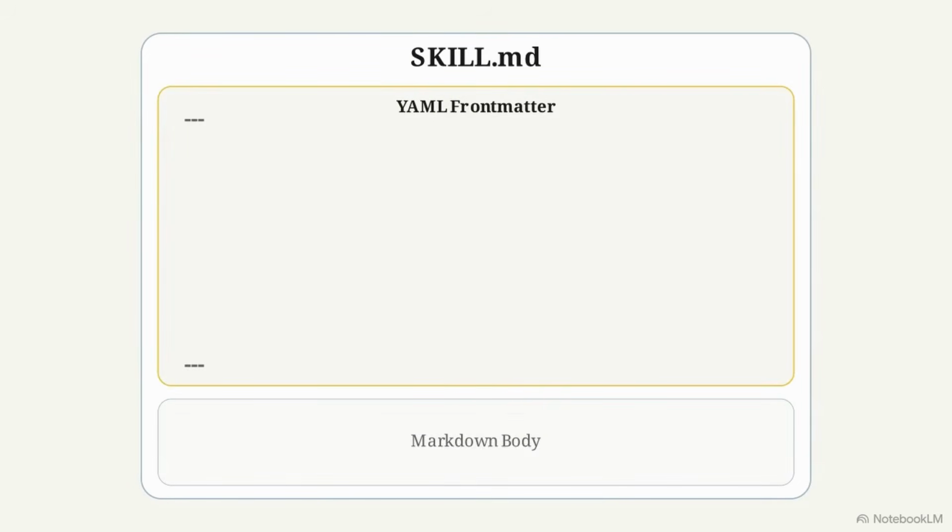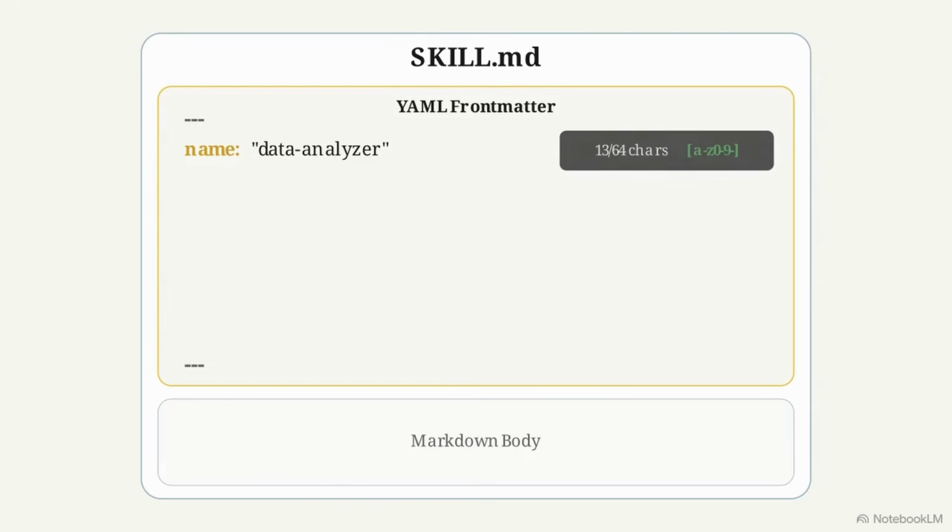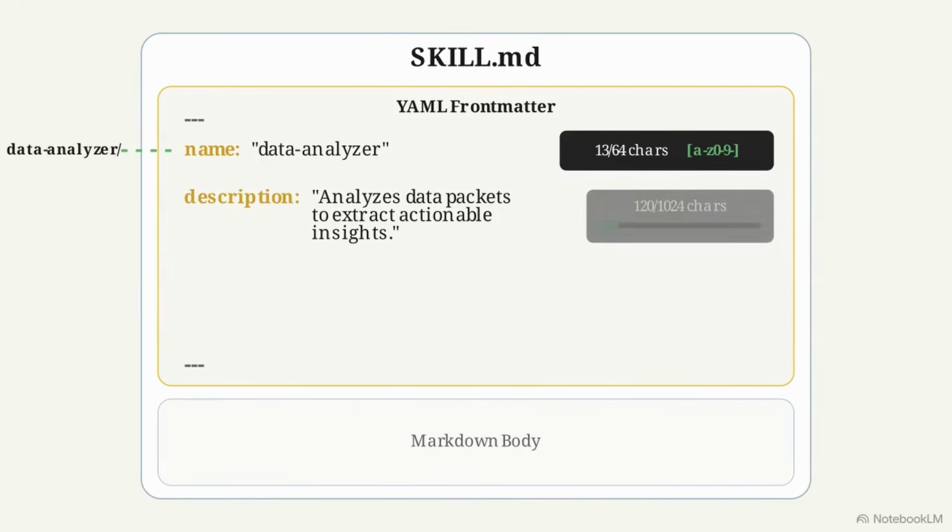To understand how an agent uses these files, we look inside SKILL.md. It begins with YAML Frontmatter at the top. The name field must be under 64 characters, using only lowercase letters, numbers, and hyphens. Below the name is the description field. This has a 1024 character limit and must detail exactly what the skill does.